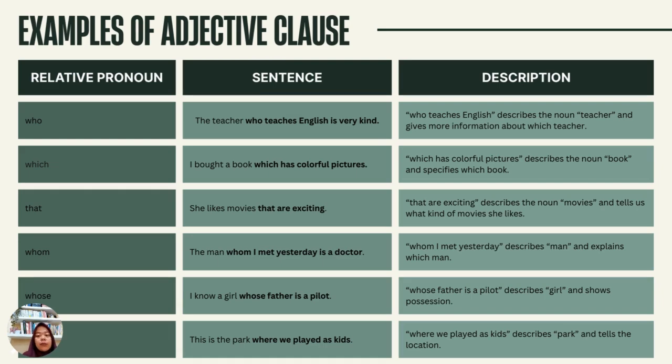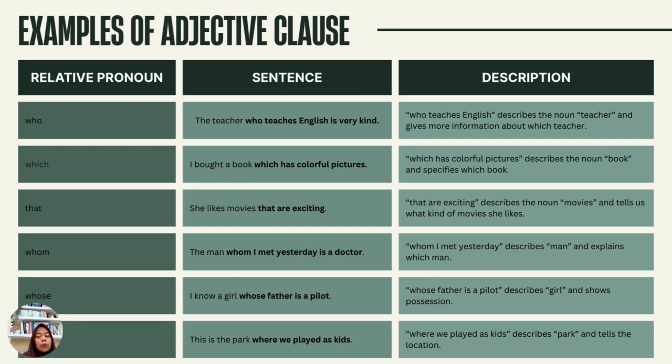The first example: The teacher who teaches English is very kind. Relative pronoun used: who. Here the clause who teaches English describes the noun teacher. It tells us which teacher is very kind. And then the second example.